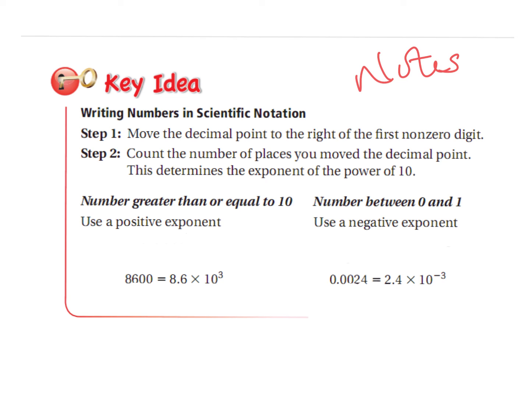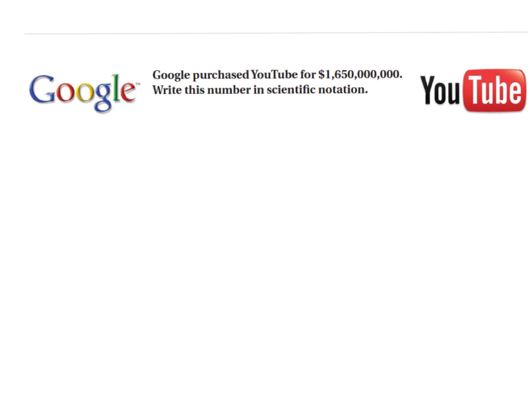Writing scientific notation, step 1: you're going to move the decimal to the right of the first non-zero digit, count the number of places, which determines the exponent. And again, positive exponents are really big numbers, negative exponents are really small numbers. So now I want to write it in scientific notation.